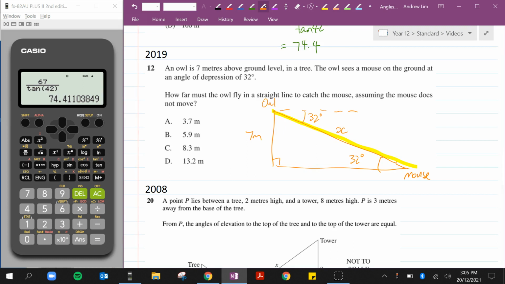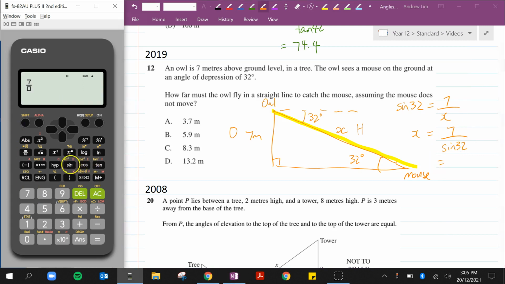Now that I've done that, let's label this triangle with reference to this angle of 32 degrees down here. 7 is opposite. X is the hypotenuse, so we're going to be using sine. Sine of the angle is equal to opposite over hypotenuse. Swap them, we get X is equal to 7 over sine 32, which is 13.21. So, looks like the answer is D.